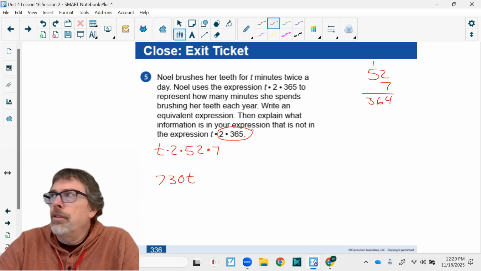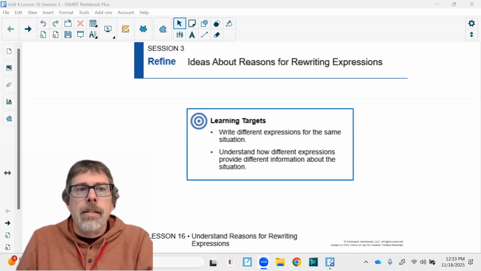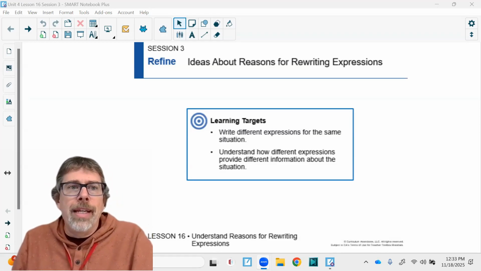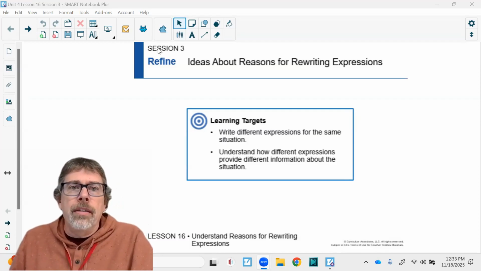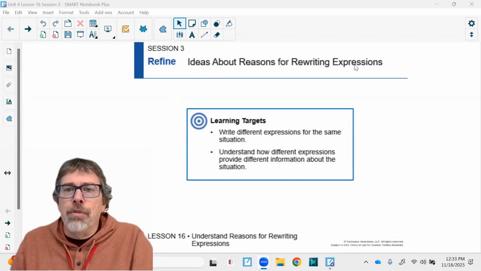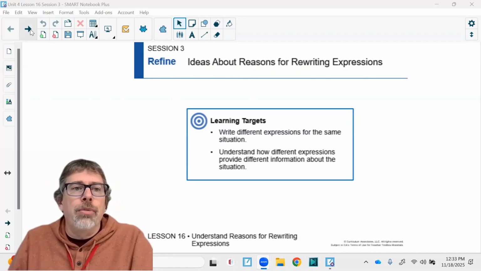Hi there, Mr. Holcomb here with another lesson in pre-algebra. This is Unit 4, Lesson 16, Session 3, the last session in Lesson 16. There's only three. Refine ideas about reasons for rewriting expressions. Write different expressions for the same situation. Understand how different expressions provide different information about that situation.